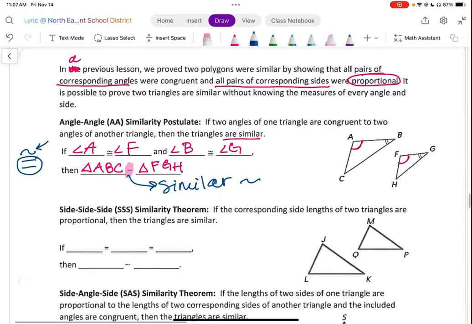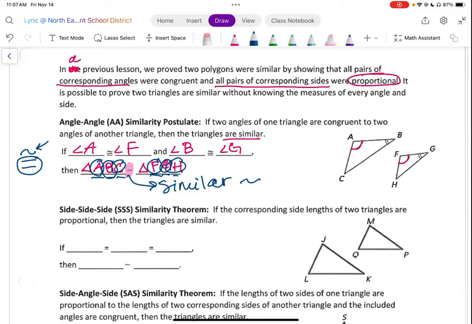Now remember when we write congruent statements, we always want all the corresponding parts to match up. Same thing with similarity statements. We need all the corresponding parts to match up and be in the correct order. So what we're saying here is that angle A is congruent to angle F, B is congruent to G, and C is congruent to H, and so on.